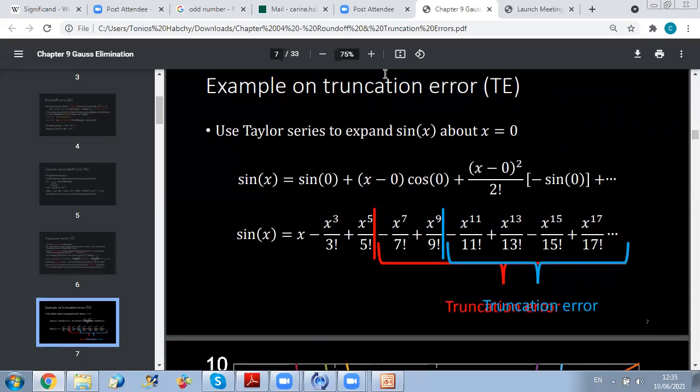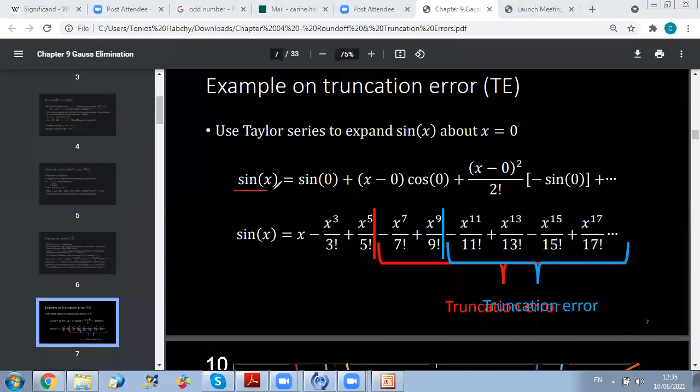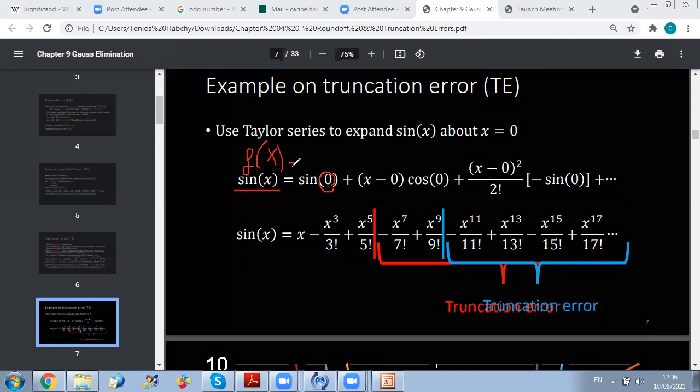what we will do is just apply the formula. We start by sine of x, which is the function to expand around 0. You know that the general relation is f of x, which here is sine of x, equal to f at a, here a, the point we are expanding about, is 0, plus (x minus a), here a is 0, so x minus 0, times the first derivative f prime at point 0 over 1 factorial. And 1 factorial is 1.